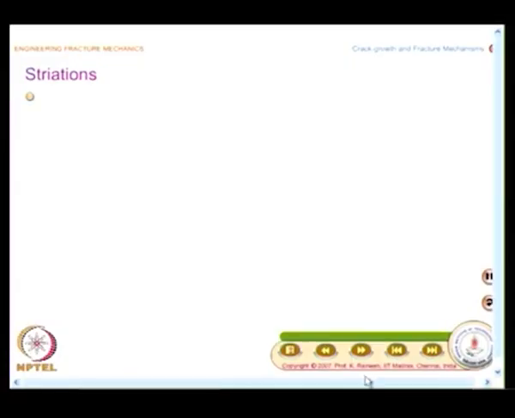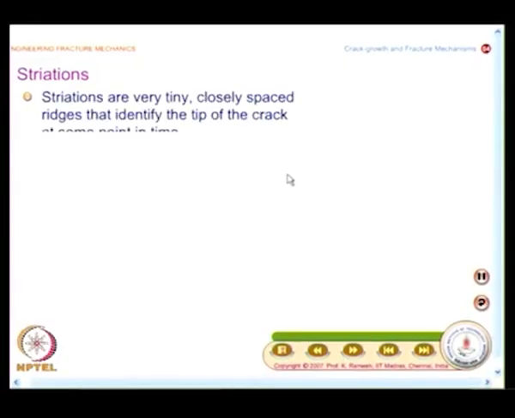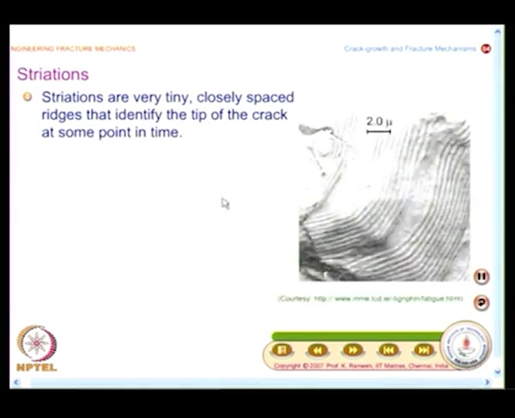In fact, it is so. People have done post-mortem and understood that whatever the model that you have, indeed such a model is explainable by looking at what are known as striations. We look at that. So, what are striations? Striations are very tiny, closely spaced ridges that identify the tip of the crack at some point in time.